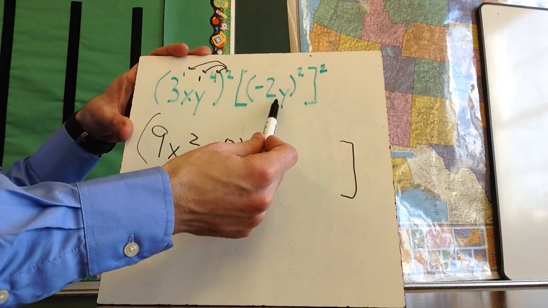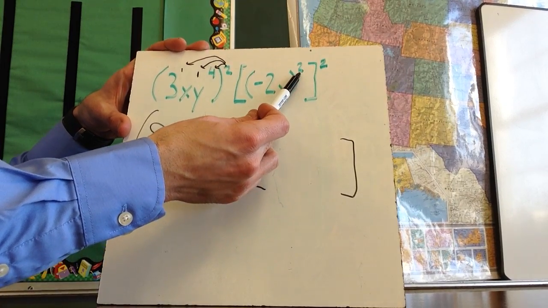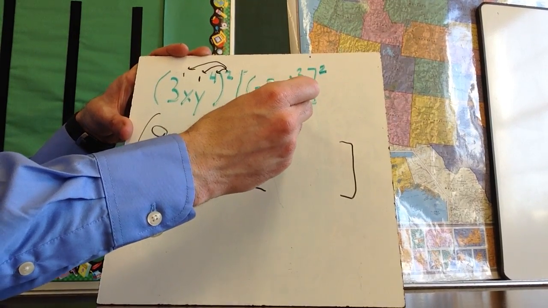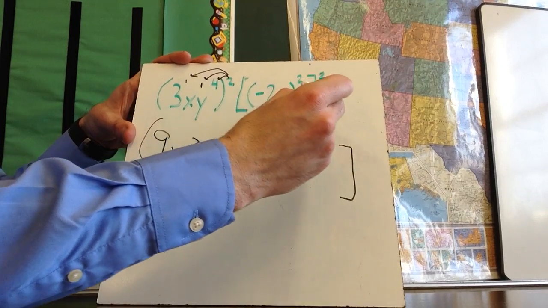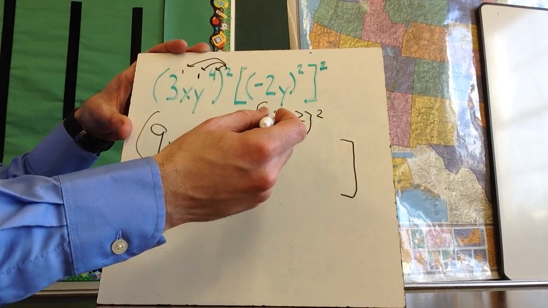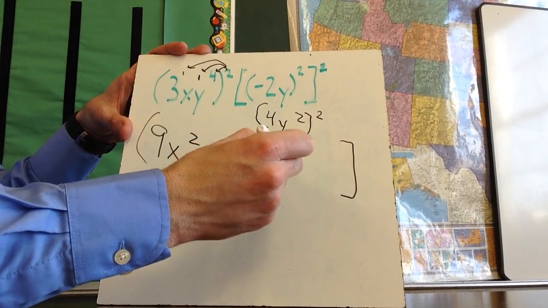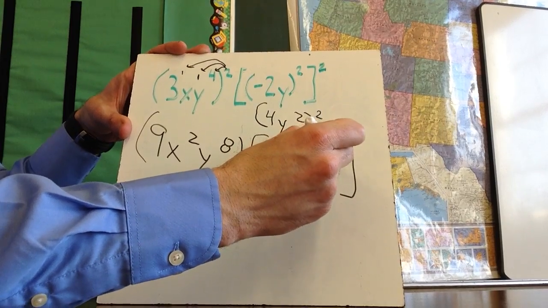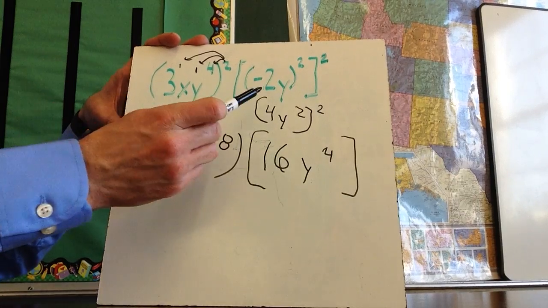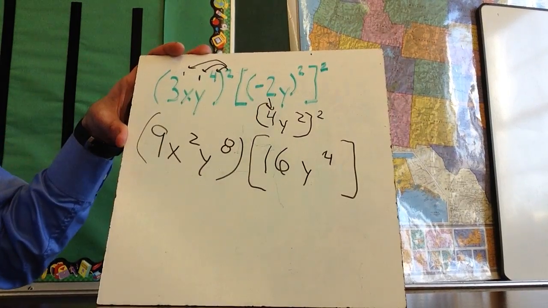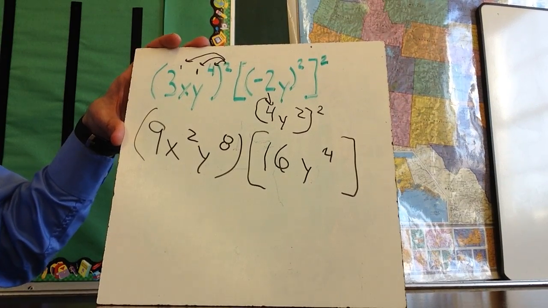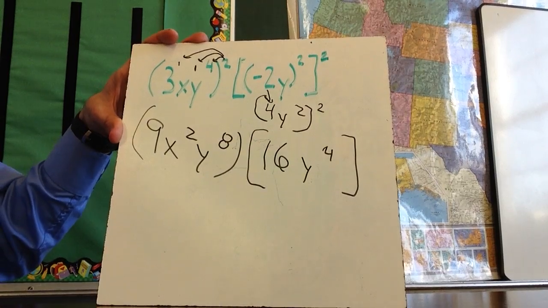Inside the brackets is negative 2y squared, so this becomes positive 4y squared. And then all of that is going to be squared. Right? And then this becomes 16y to the 4th. Now one really important thing is to make sure we understand that that is why this is a positive 4 and not a negative 4. So negative 2 times negative 2 is positive 4. It's really important that you get that.